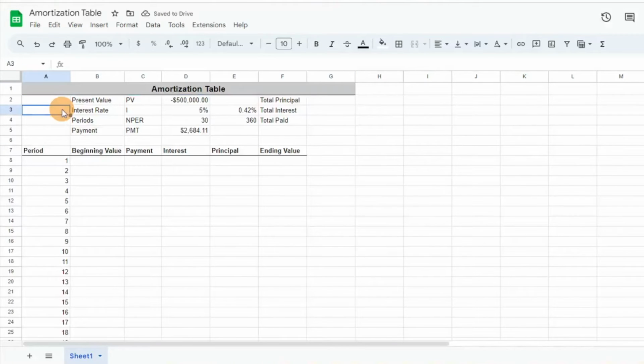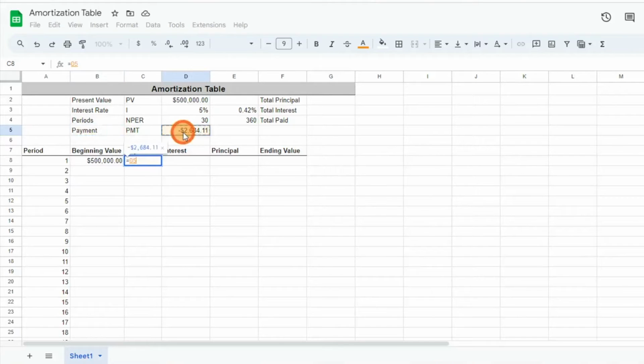And now that we have our periods in place, our beginning value is just, again, that present value. I'm just going to make it positive here, just for the sake of keeping the math simple. And then we know what our payment is. So our payment is that $2,684 every month. But again, with this, I'm just going to make this a negative payment, so it's not going to reflect negative in here. We know our beginning value and what our monthly payment is, and this is where we're going to need the interest rate for the rest of the amortization table.